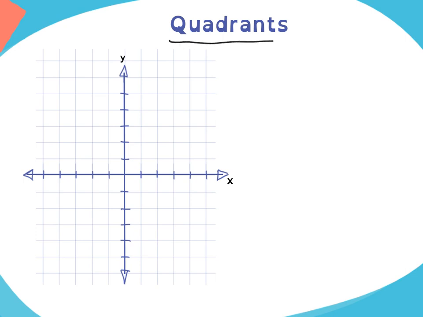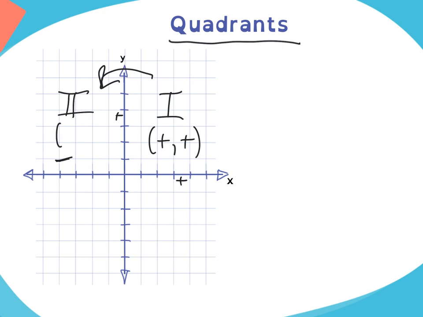Finally, we will review the 4 quadrants, or the 4 pieces the graph is split into by the axes. We always start in the top right corner, and we label that quadrant 1. Quadrant 1 is on the positive x-axis and the positive y-axis. So all the points in quadrant 1 will be positive, positive. If we continue counterclockwise, or the opposite of a clock, we will get to quadrant 2.